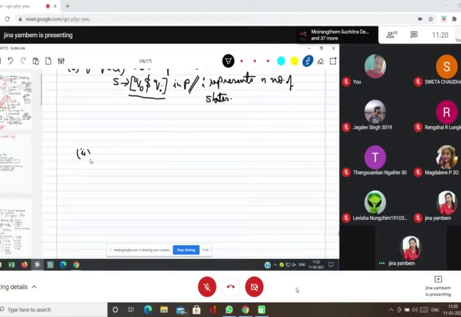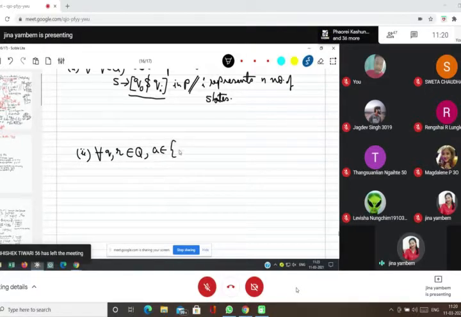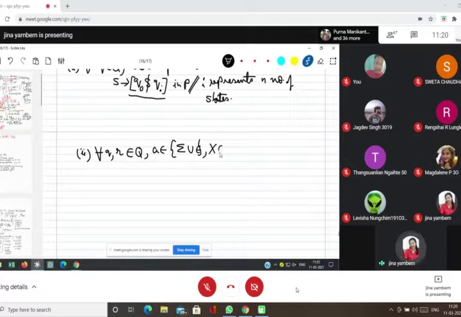Next, number 2. For all q, r, where r is also a state, q and r belong to Q, a belongs to sigma union epsilon, and capital X belongs to the stack symbols. Then, let me stick with this.